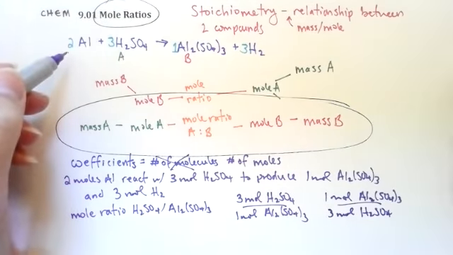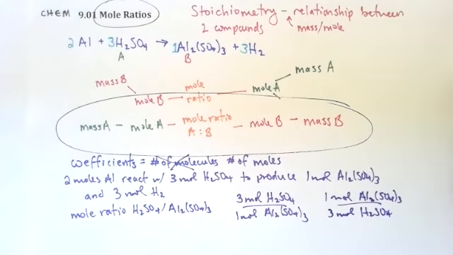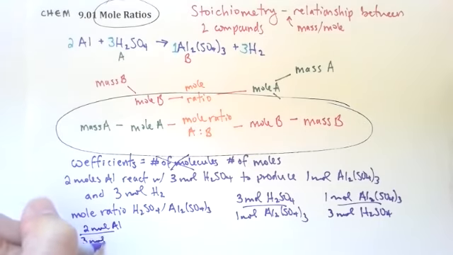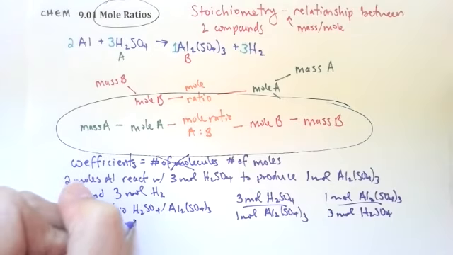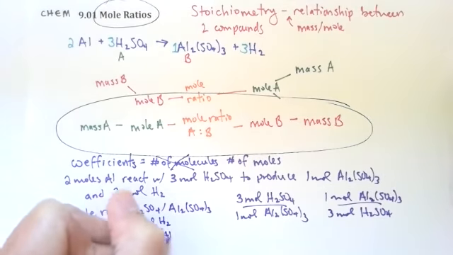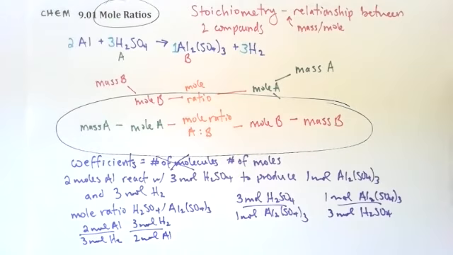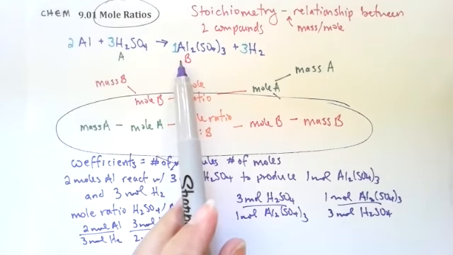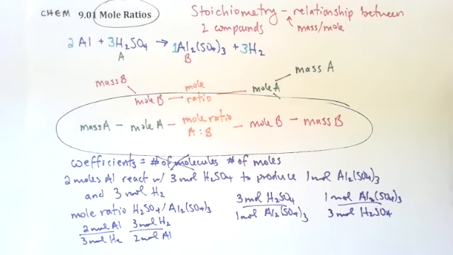If I wanted to write the mole ratio between aluminum and hydrogen, I would have 2 moles of aluminum to 3 moles of hydrogen, or I could say I have 3 moles of hydrogen to 2 moles of aluminum. Okay, what is the mole ratio between aluminum and aluminum sulfate? Did you say 2 moles of aluminum to 1 mole of aluminum sulfate? If you did, that would be correct. And you can write that as this conversion factor.